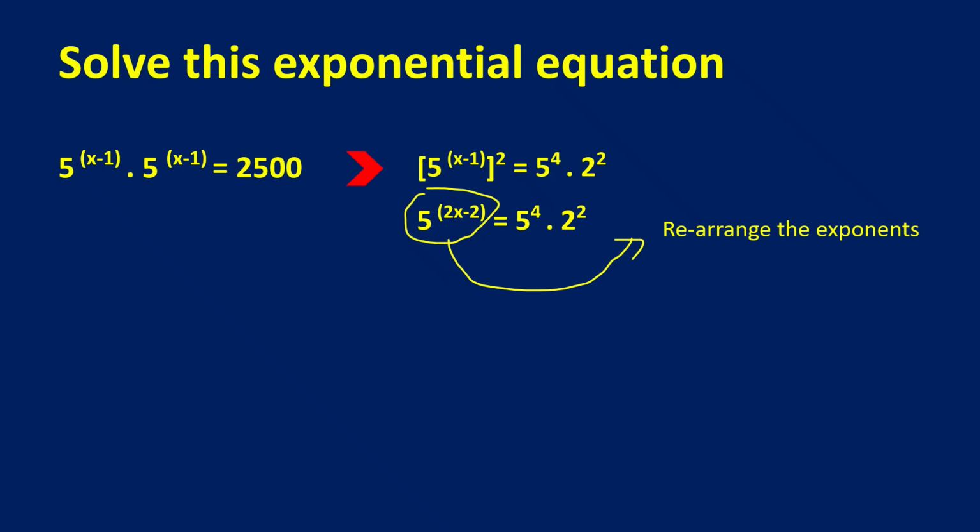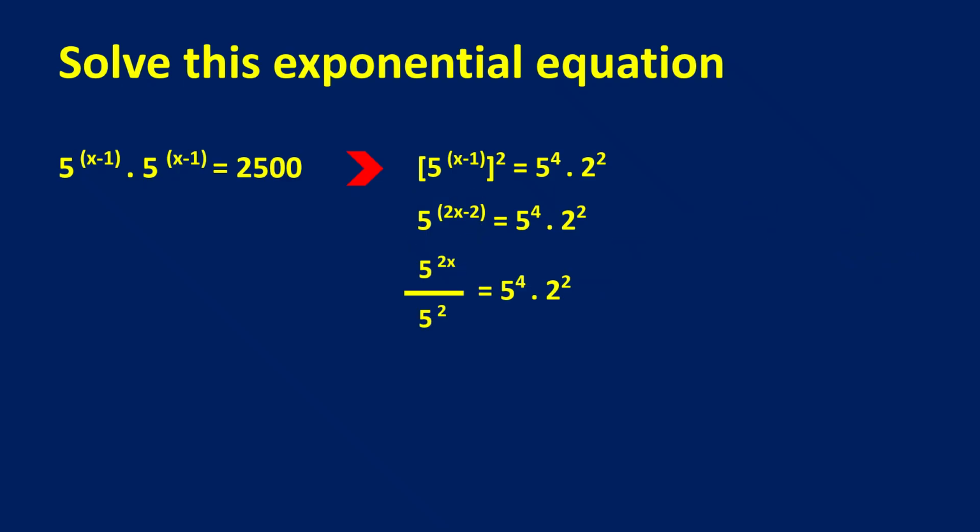Then we're going back to the left-hand side of the equation to rearrange the exponents. And as you recall, y to the power of a minus b is equal to y to the power of a over y to the power of b. There you go. The left-hand side of the equation has become 5 to the power of 2x divided by 5 to the power of 2.